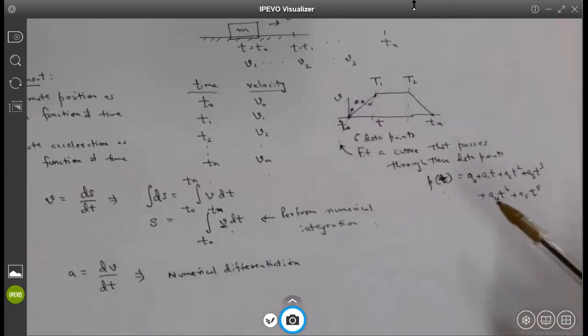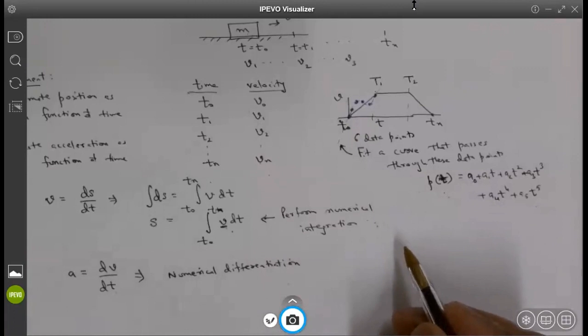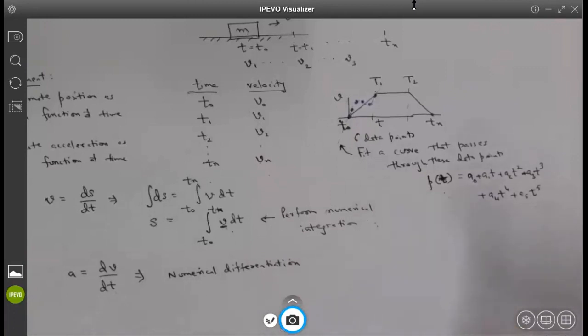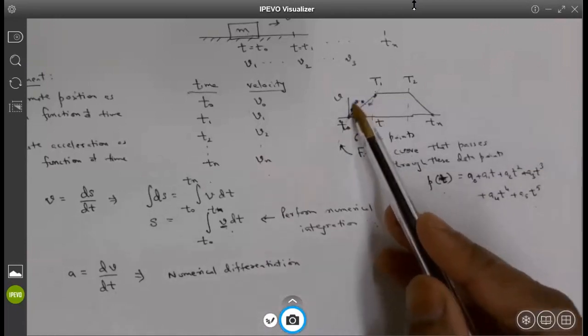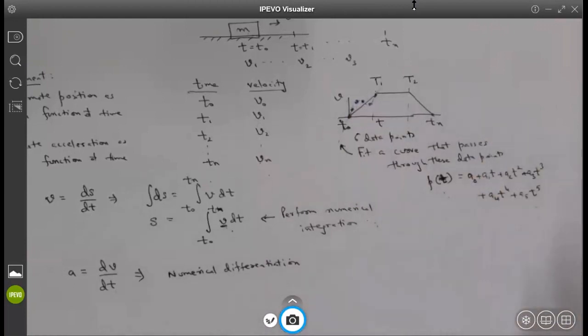So how do we decide the right degree of polynomial to use? In practice, the best polynomial degree is cubic, third degree. In case you have to fit a polynomial, you generally tend to fit a cubic. A cubic polynomial requires only 4 data points, and I have 6 data points here. So how do I fit a cubic polynomial through that?